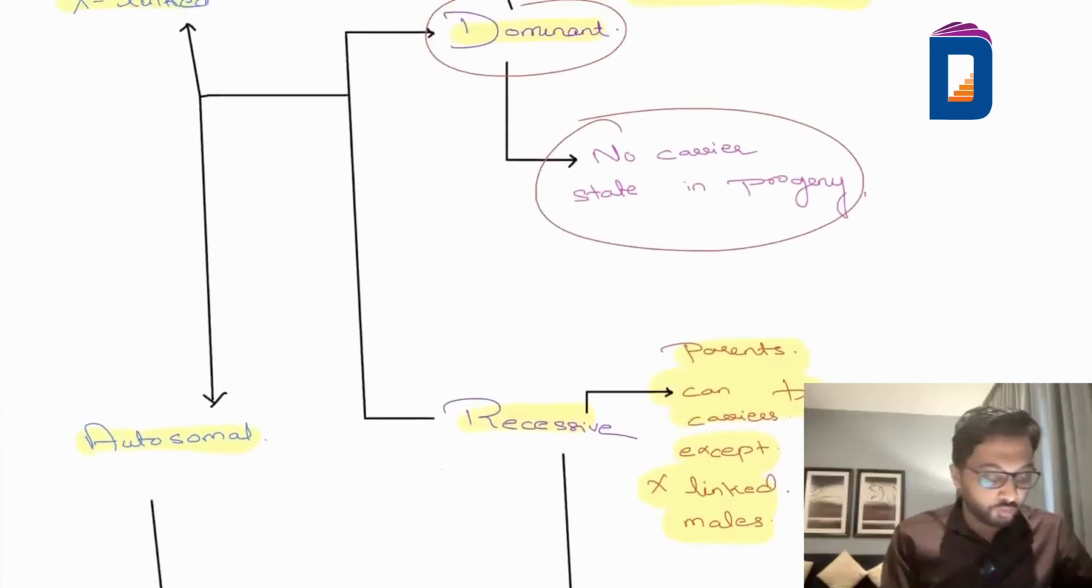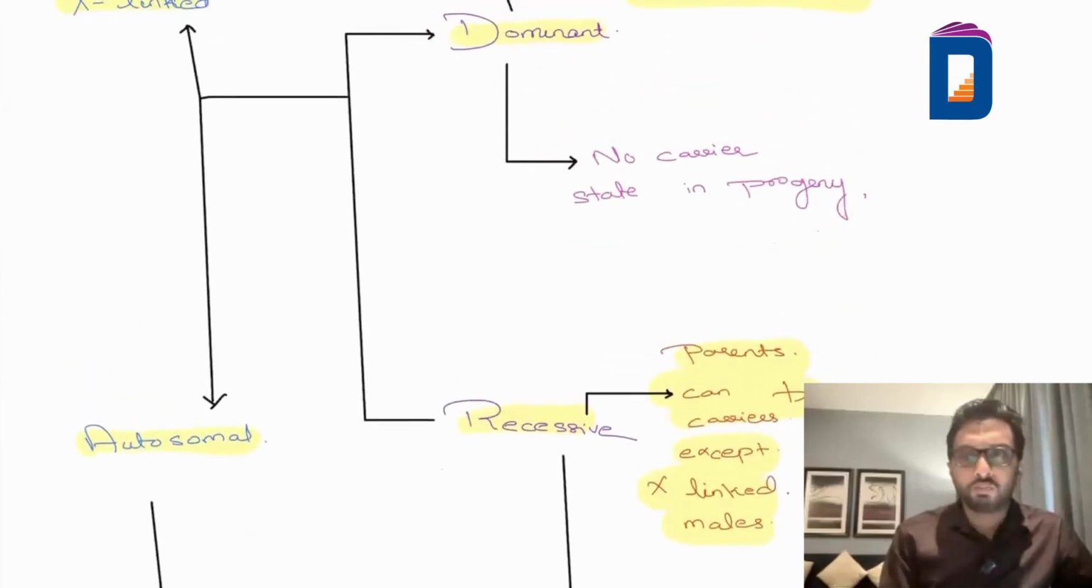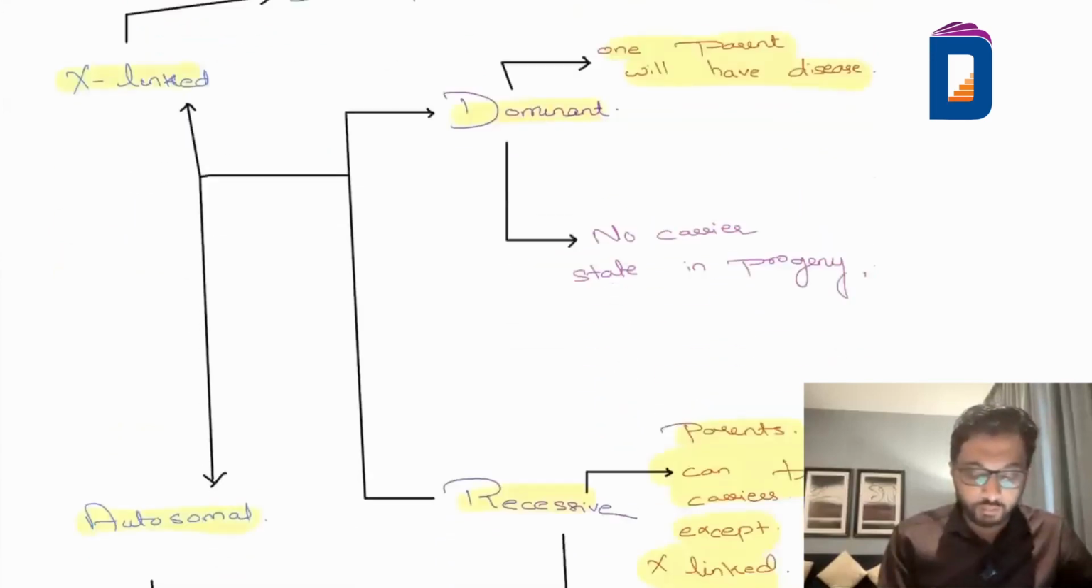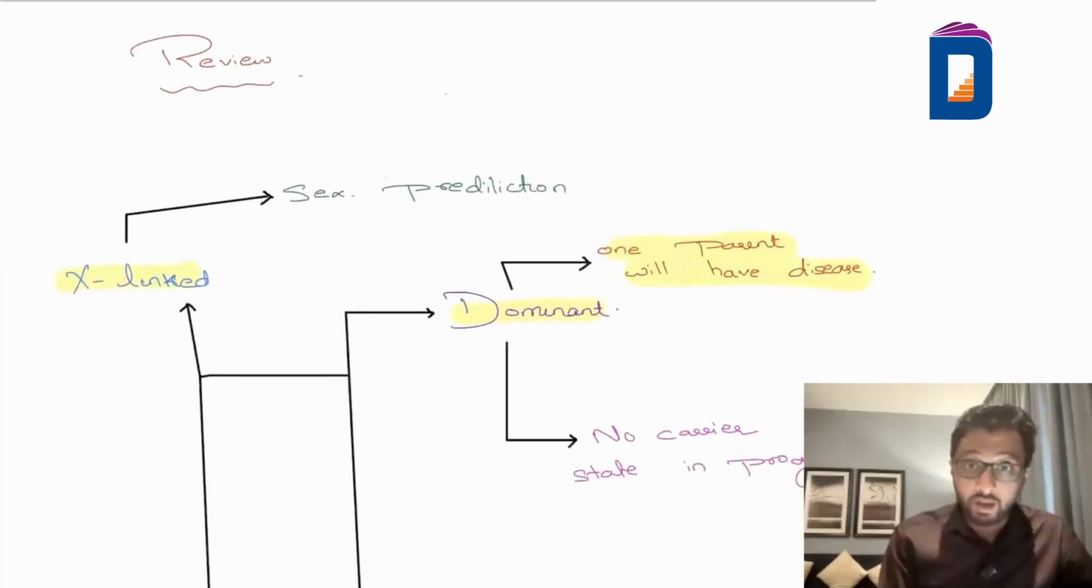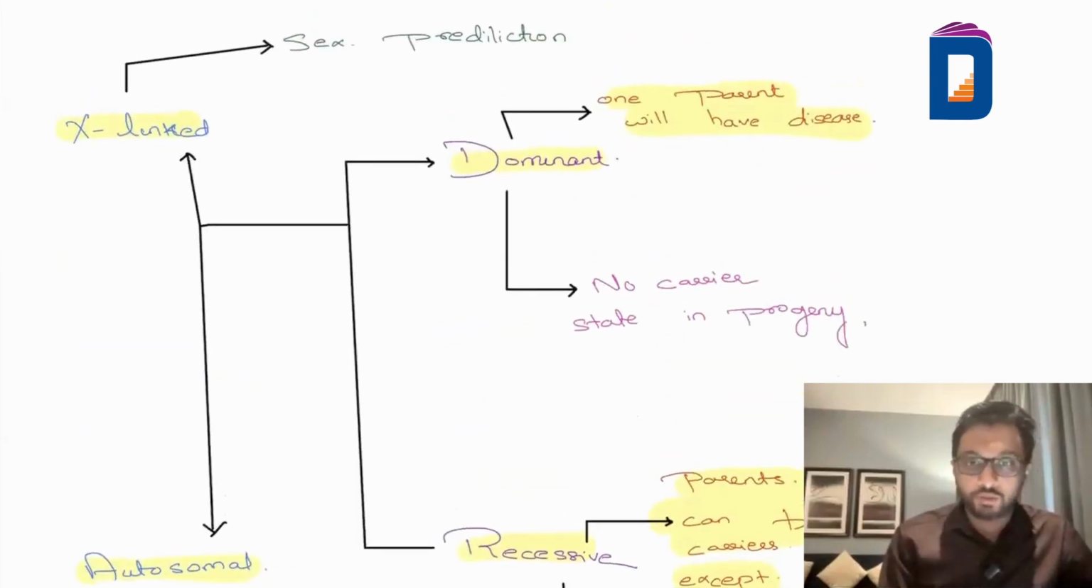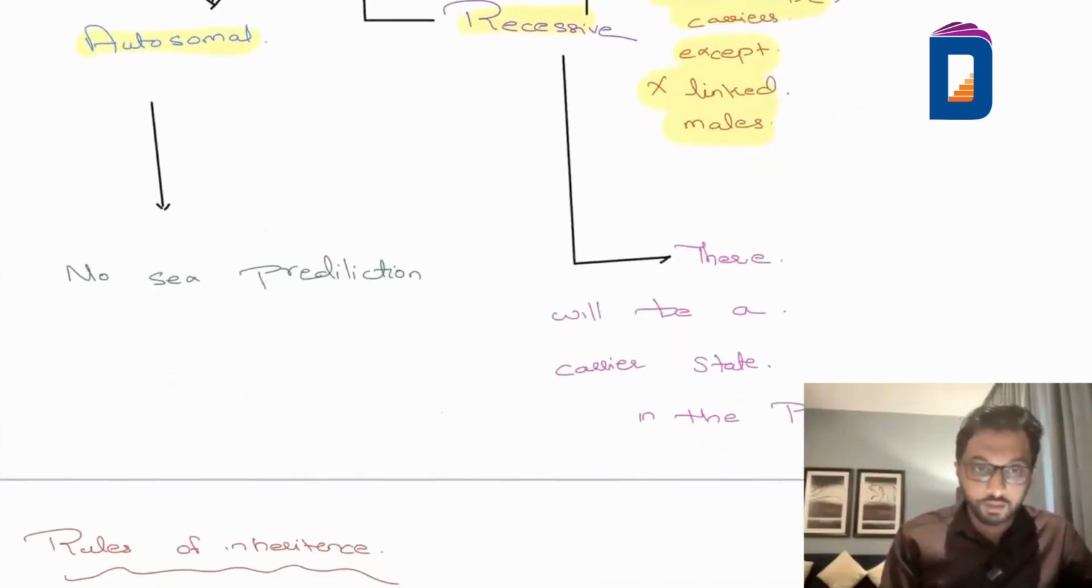So two points you have to note here. What about the parents? Is at least one parent affected? Forget about the X-linked. Is one parent affected? At least, then it's a dominant disorder. If no parent is affected, or it's a carrier parent, it's a recessive. Now you'll see the progeny. If there is no carrier state in the progeny, it is dominant. If there is a carrier state, it's recessive.